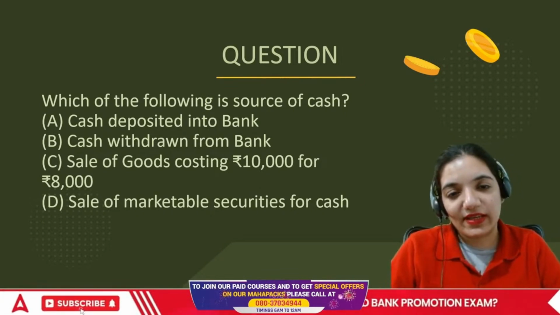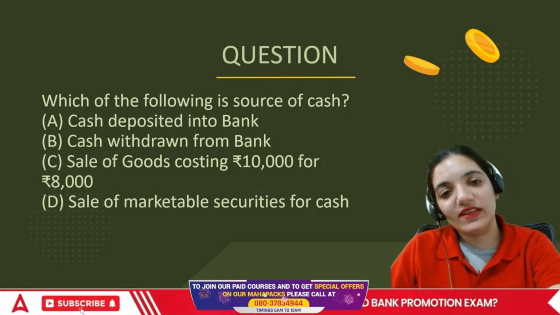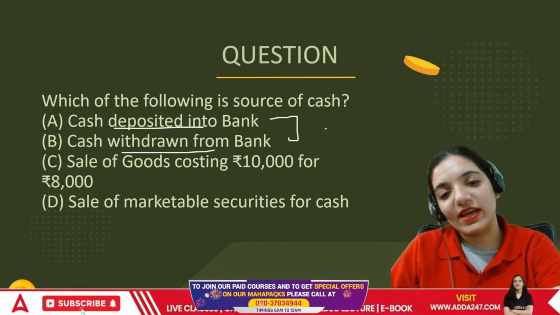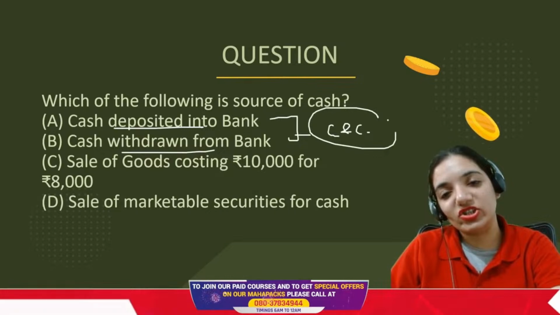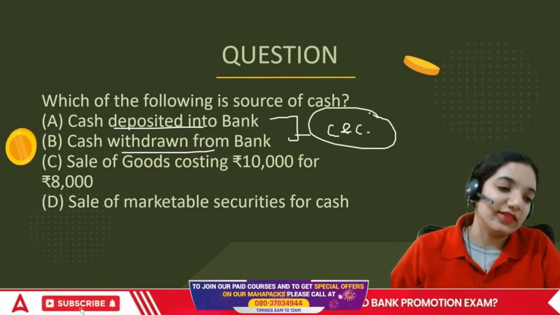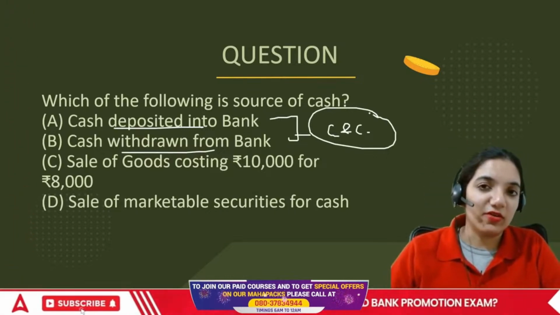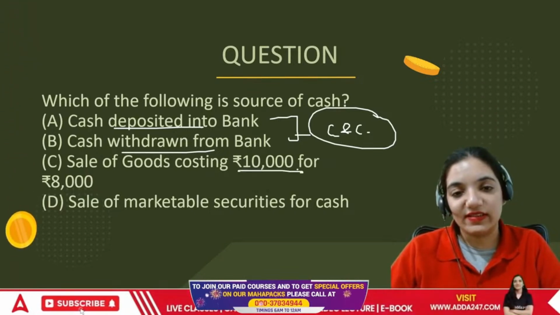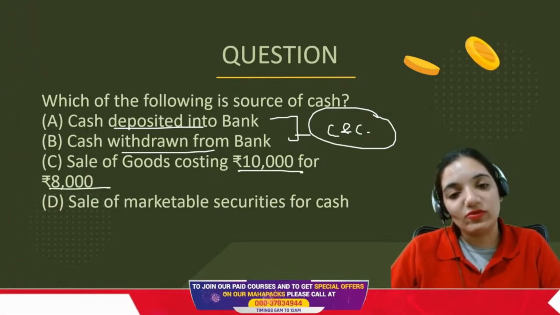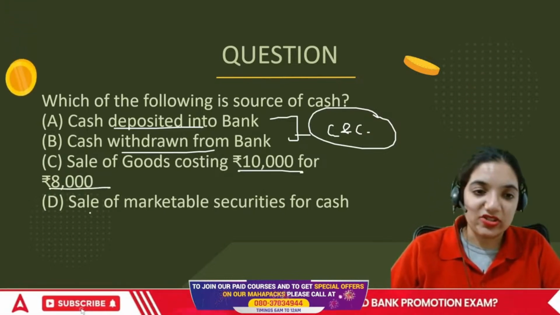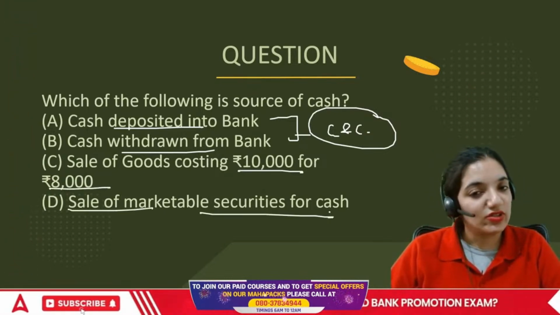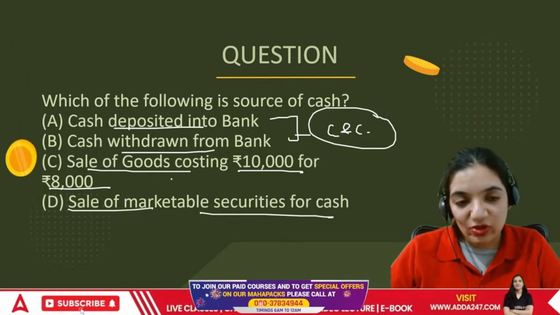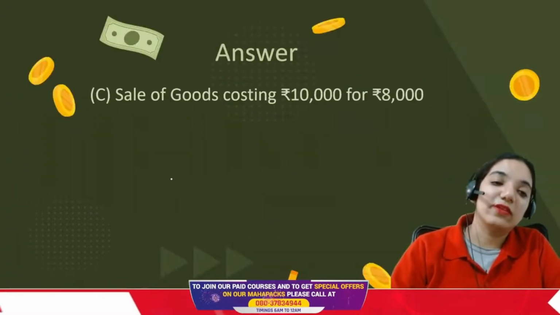From where I'm going to get cash is when I sell something. Cash deposit into the bank or cash withdrawn: cash and cash equivalents are just changing. They're not increasing. If I keep the money in my bank account or in my hand, it doesn't matter. Sale of goods costing 10,000 for 8,000. The goods have been sold, so this is a loss. And sale of marketable securities for cash, it's just a change. But from this portion, even though there's a sale, we are still getting the amount now.